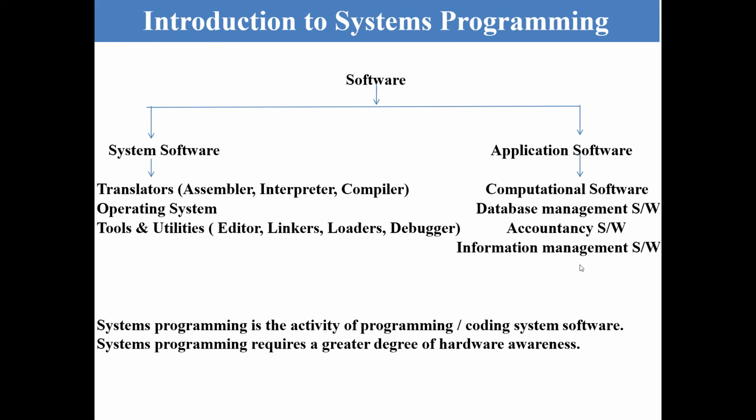So we can say that system programming is the activity of programming or coding system software. Right? System programming requires a greater degree of hardware awareness. This is very, very important. When you try to write a program for your system development, you should be aware of your hardware. You should know each minor point of your hardware. Then only are you able to write a good program for your system.